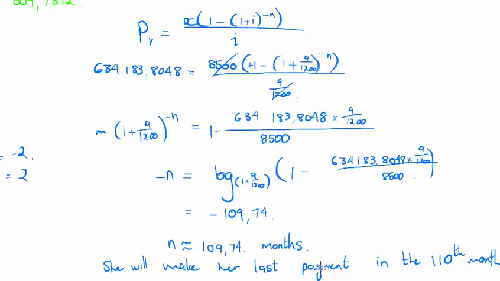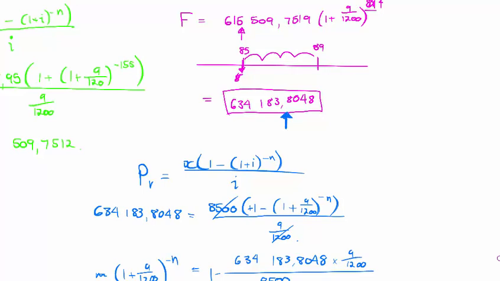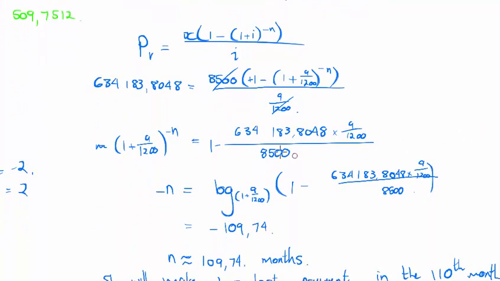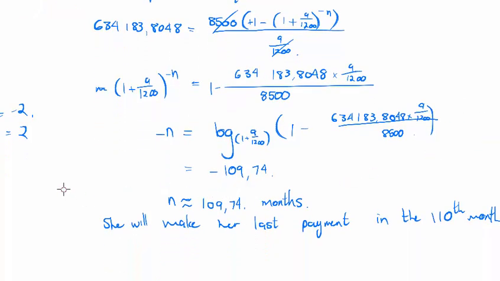Okay, her last payment, is her last payment going to be 8,500 Rand? No, because a full payment, in other words, if this answer was exactly 110, then her last payment would have been 8,500. But because it's less, it means for her last payment she doesn't owe a full 8,500. Does that make sense? I don't know how much it will be actually.